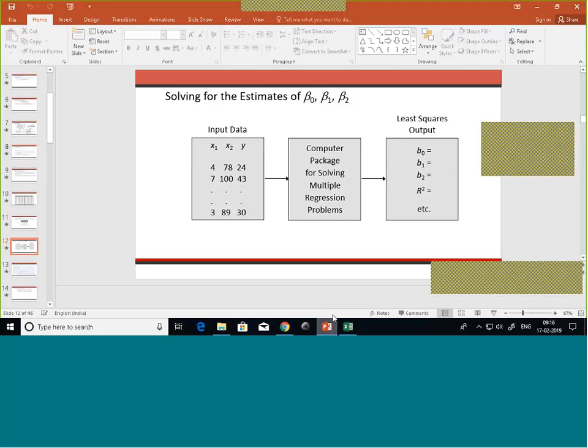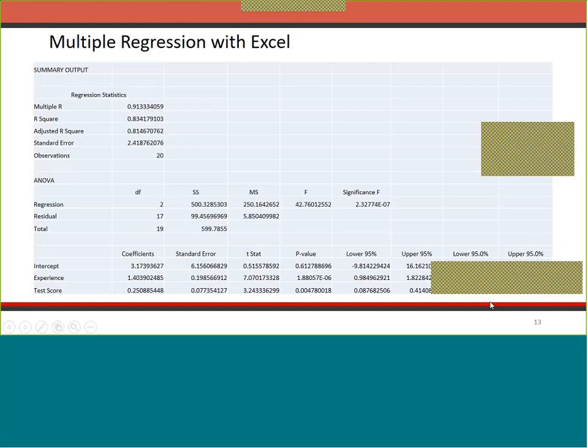So let us see the things. So like that you have this is the table you are getting. So first of all, we'll only concentrate on a few things, then we'll move slowly to the other ones.